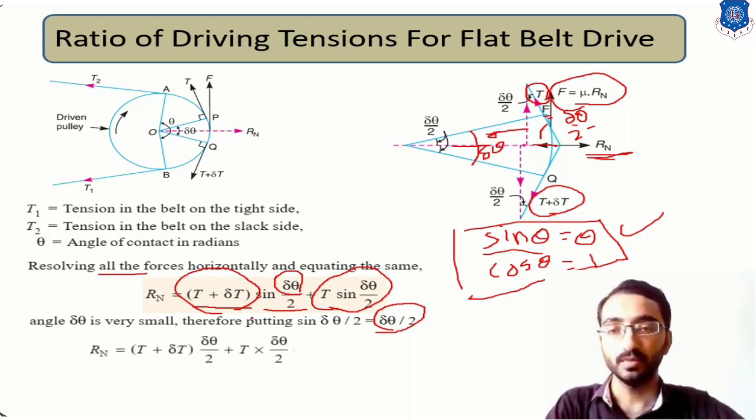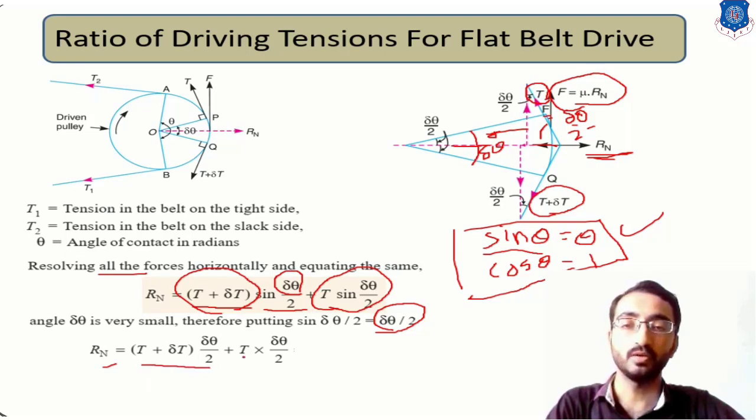So by putting this term we can say Rn is equal to T plus delta T of delta theta by 2 plus T of delta theta by 2. So now if we simplify this term, then we get T into delta theta by 2 plus delta T into delta theta by 2. Now here if you consider delta T into delta theta, that is a very negligible term.